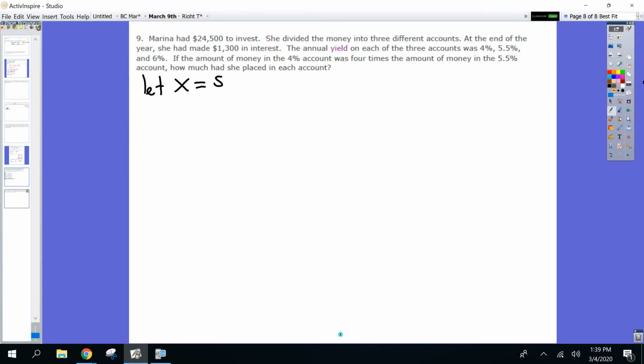X will be the money we put into, what's our first account? 4%. Money in 4%. And then Y will be money in 5.5. And Z will be money in 6%. Okay, here we go. 24,500 to invest. 3 variables, 3 equations.